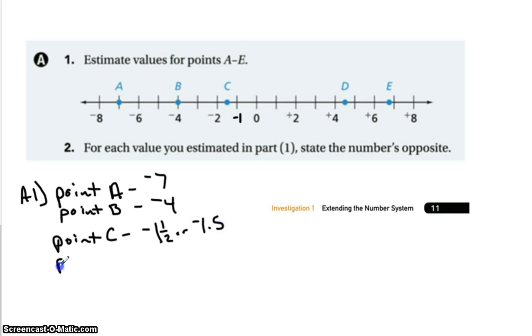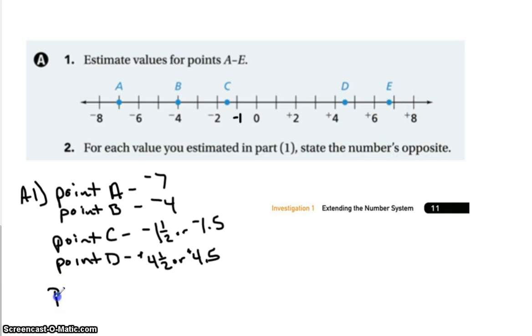Okay, and then we have point D, which is over here halfway between 4 and 5. So point D would be positive 4 1/2 or 4.5. And we can also write that with our positive sign up here at the top.